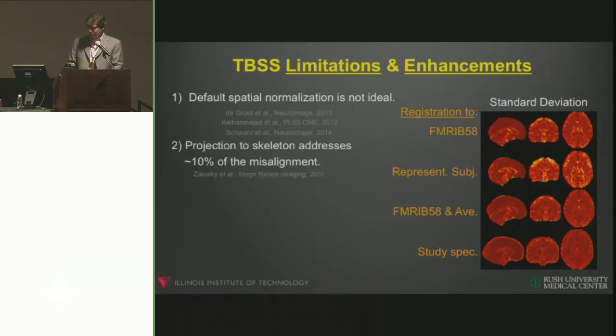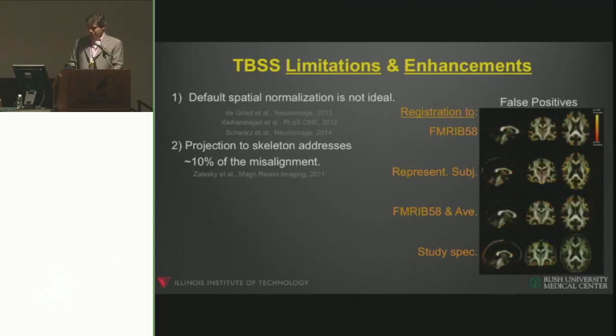So why do we care about misregistration, residual misregistration? Isn't TBSS going to fix that? Isn't that the reason why we're doing the projection? That's the reason why we're doing the projection, but TBSS is not going to try to find the correct values to project into the skeleton all over the place. So if you have misregistration, it's still going to affect your data. A recent study demonstrated that the projection to the skeleton actually addresses about 10% of the misalignment.